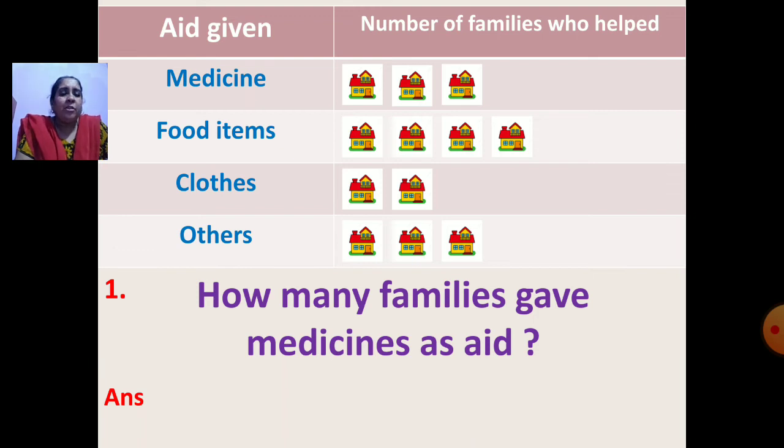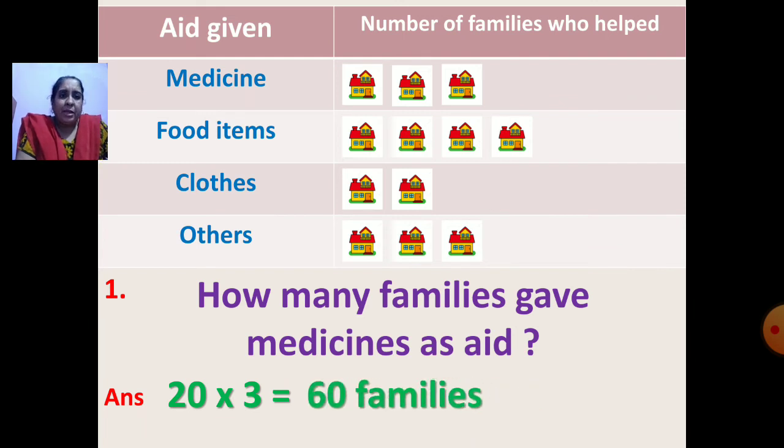So, how will you find the answer? Here 3 houses are there. So what will you do? One house means 20, so 20 multiplied by 3. What answer will you get? 20 multiplied by 3 equals 60 families. How many families gave medicines as aid? 60 families gave medicines as aid. So this is your answer, children.